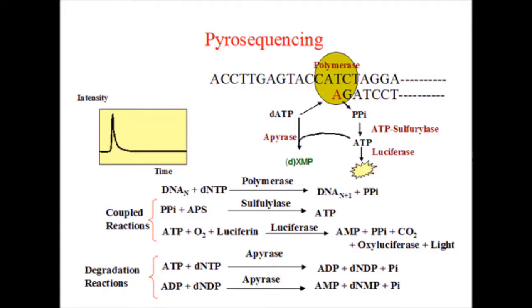This method is based upon the detection of the produced PPi during polymerization of DNA. The emitted light helps us determine the sequence. There are two approaches to this method, the solid phase and liquid phase. This method increases the enzyme's efficiency and yield.